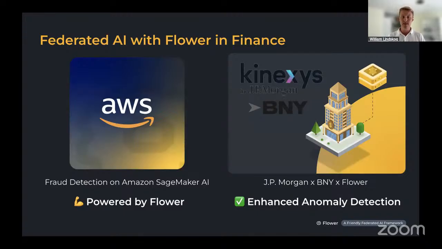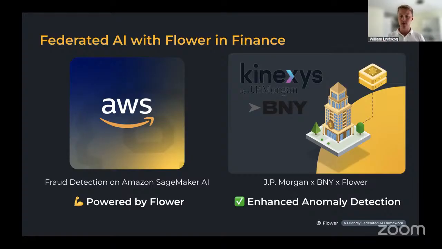Then I wanted to highlight some recent ones that sprung up from finance. So we actually had researchers at AWS working on fraud detection, and it was powered by Flower. It's a really cool integration together with Amazon SageMaker AI. So you can find a whole blog article online on this. But this is just one way of using Flower in, for example, fraud detection. It's a big use case in the finance industry, and federated learning could really help there.